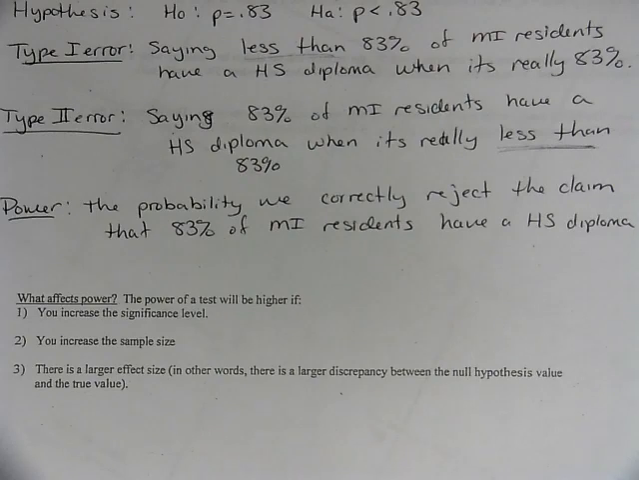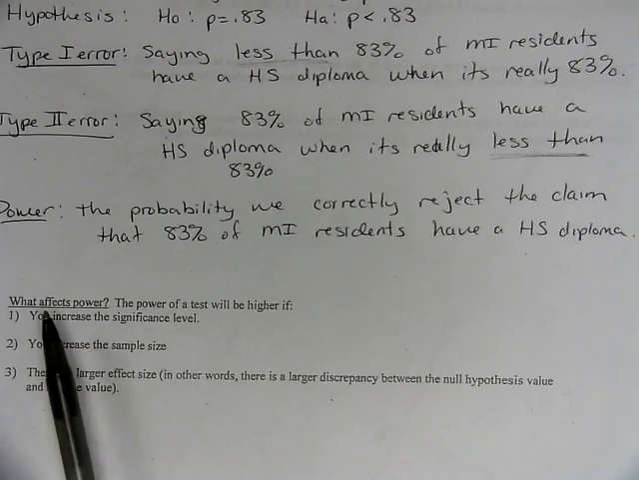Okay, so you just need to know that it's 1 minus beta, and you need to know what affects power. On the test, power is usually a multiple choice question. Like I said, last year they made it a free response question and they had to knock that question out. So it's going to be more on the multiple choice. So you have to know what affects power.